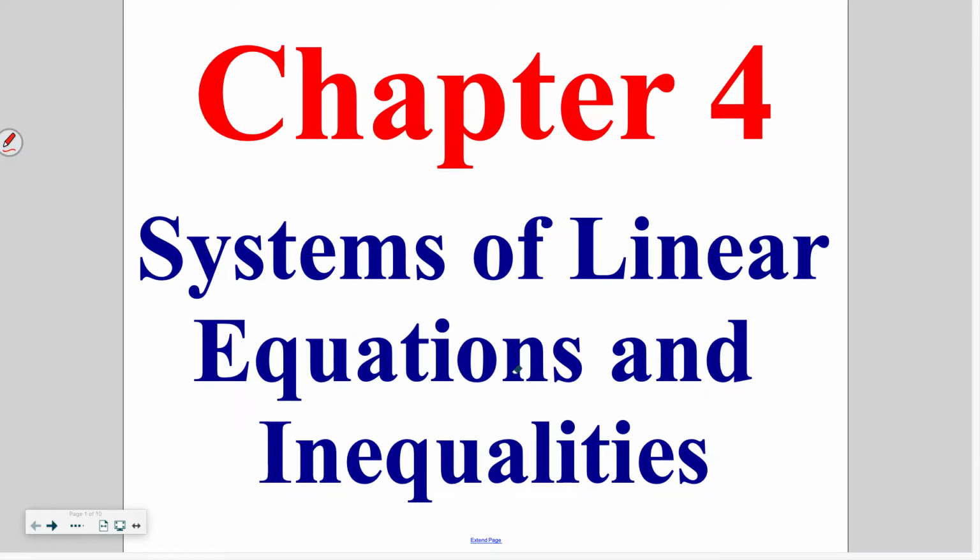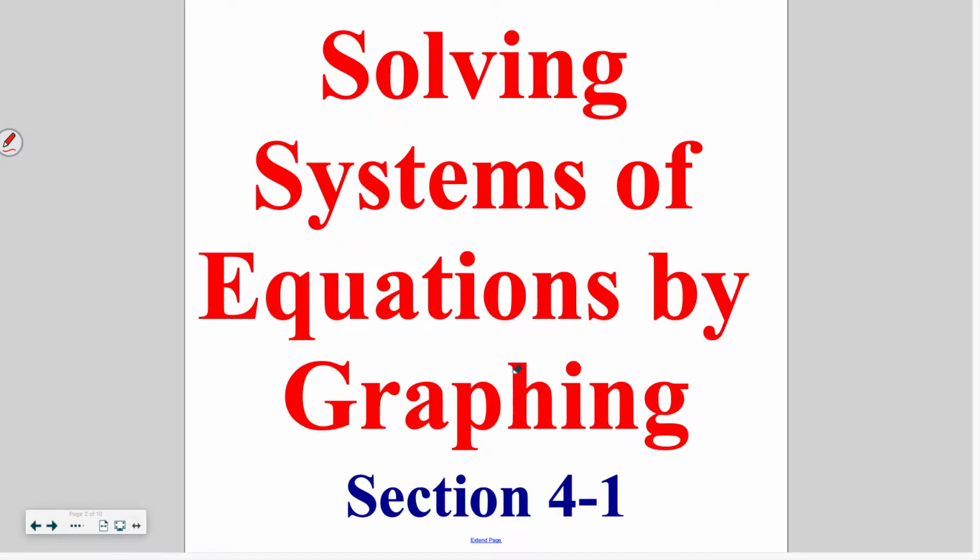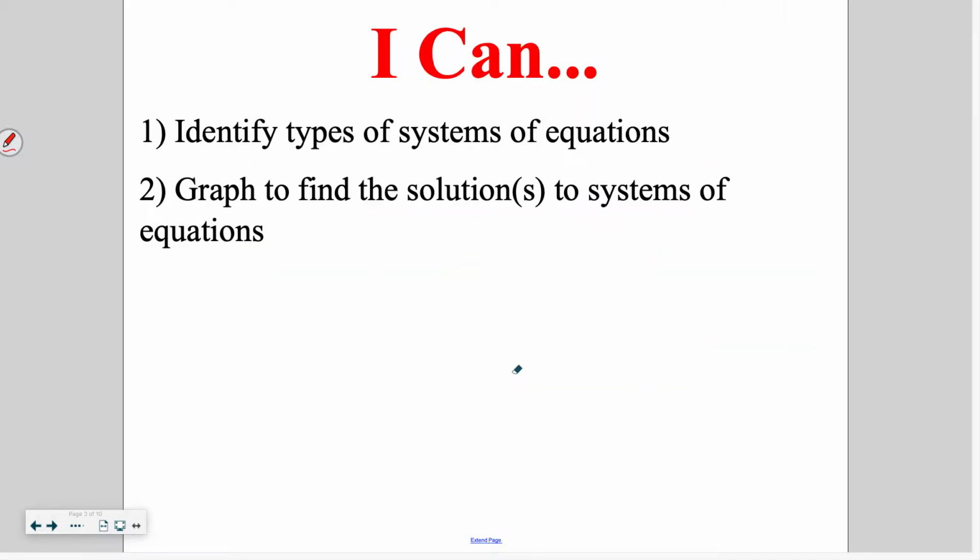Hello class, and welcome to Chapter 4, which is about systems of linear equations and inequalities. Today we're going to start with Section 4.1, which is about solving systems of equations by graphing. By the end of today's lesson, you will be able to identify the types of systems of equations, as well as graph to find their solutions.